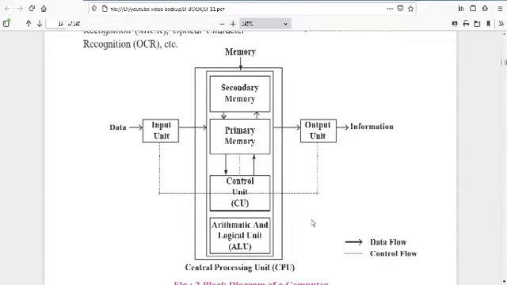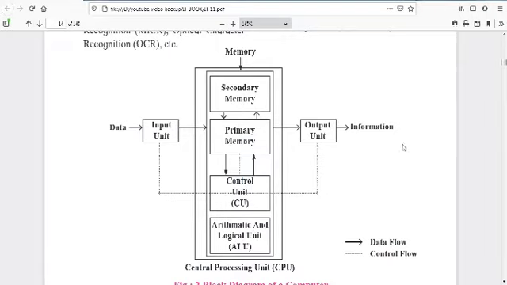Hello friends, we are learning basics of information technology. In last lecture we have already seen what is computer system and its peripherals. In that computer system, as I told you, I will explain you this diagram. This is block diagram of CPU. CPU is central processing unit and this is the block diagram of computer.